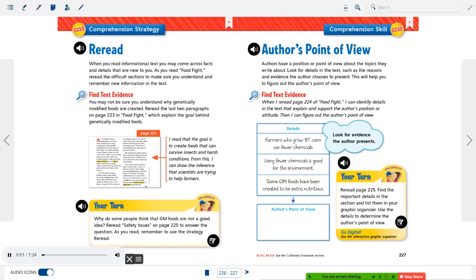Reread. When you read informational text, you may come across facts and details that are new to you. As you read Food Fight, reread the difficult sections to make sure you understand and remember new information in the text. Find text evidence. You may not be sure you understand why genetically modified foods are created. Reread the last 2 paragraphs on page 223 in Food Fight, which explain the goal behind genetically modified foods.